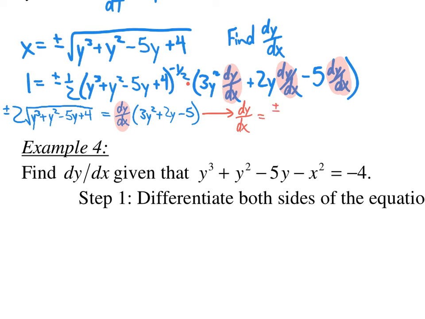So at this point, now we know dy dx is going to be plus or minus 2 square root of y cubed plus y squared minus 5y plus 4, all over 3y squared plus 2y minus 5. Okay?